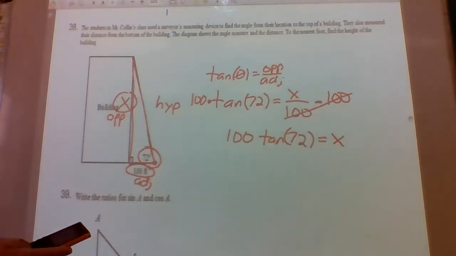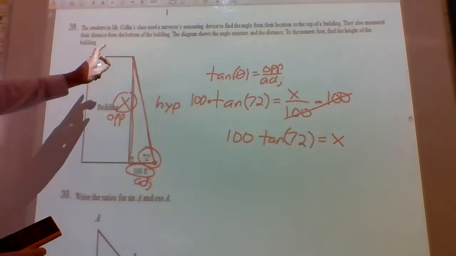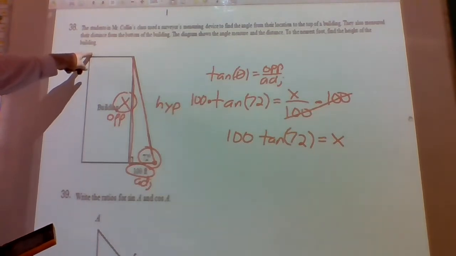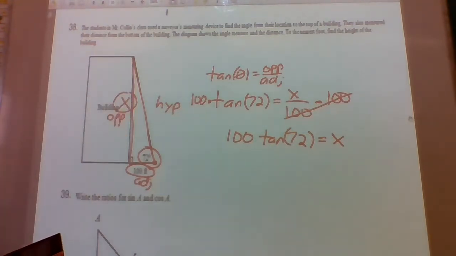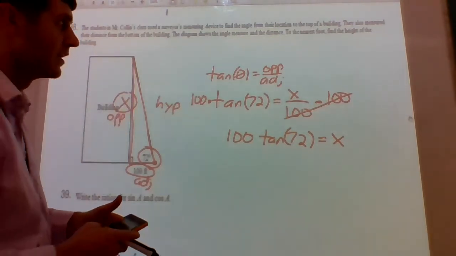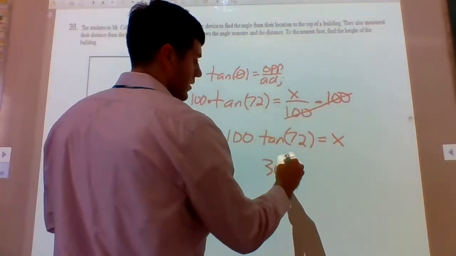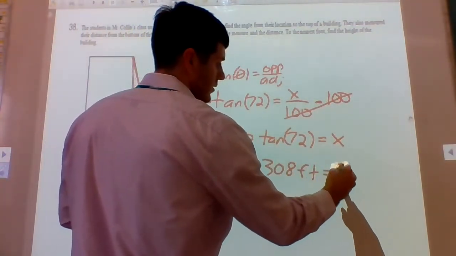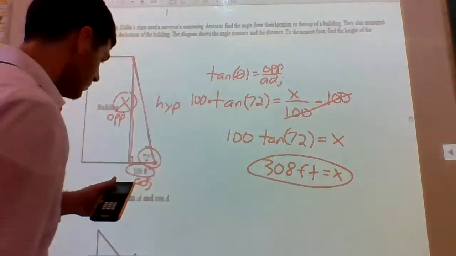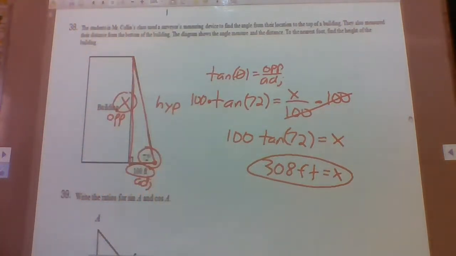Okay, and that's going to be 307.768. We want the height to the nearest foot. So 307.768 is going to round up to 308 feet. The 0.7 is going to round it up from 307 to 308.